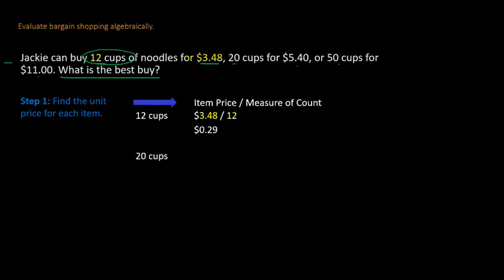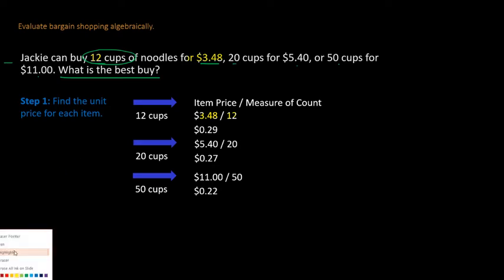And then I would do the same thing with 20 cups. I'd take the price, $5.40, and divide by the number I get, 20. And it turns out I'm paying about 27 cents a cup. And the same thing with 50 cups. I take $11 divided by 50. I'm paying 22 cents a cup. So you can see that the general trend is that the more you buy, the lower the unit price gets.